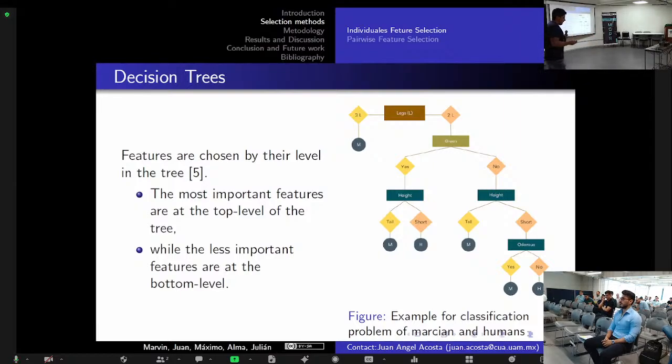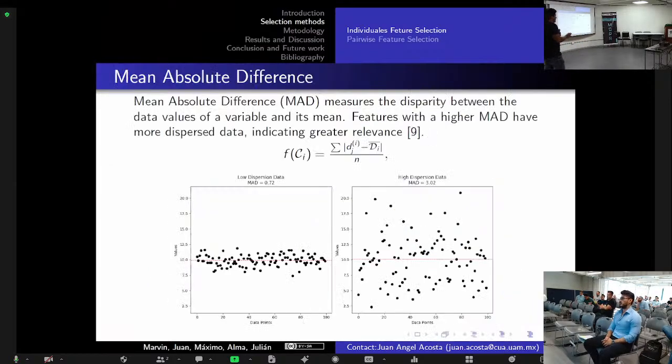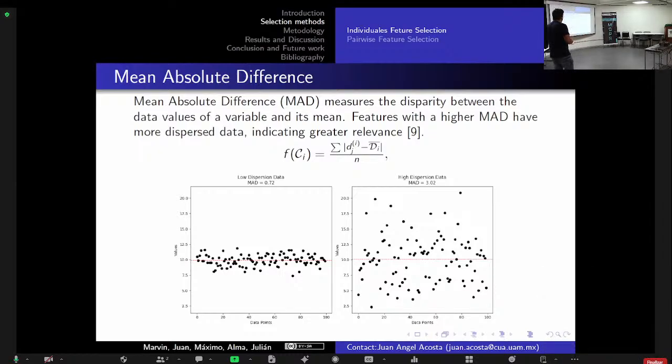In general, we are interested in two algorithms for the tree, CART and ID3. Then we have other dispersion methods. For example, the mean absolute difference, which is similar to low variance because we are interested in filters that have more dispersed data. In general, filters with a higher MAD have more dispersed data. The only difference is the square; in this case it is the absolute value.